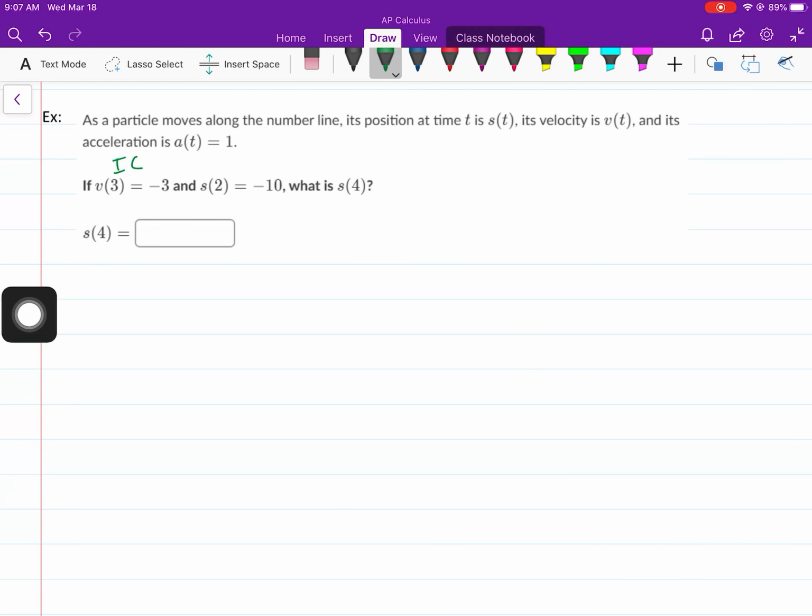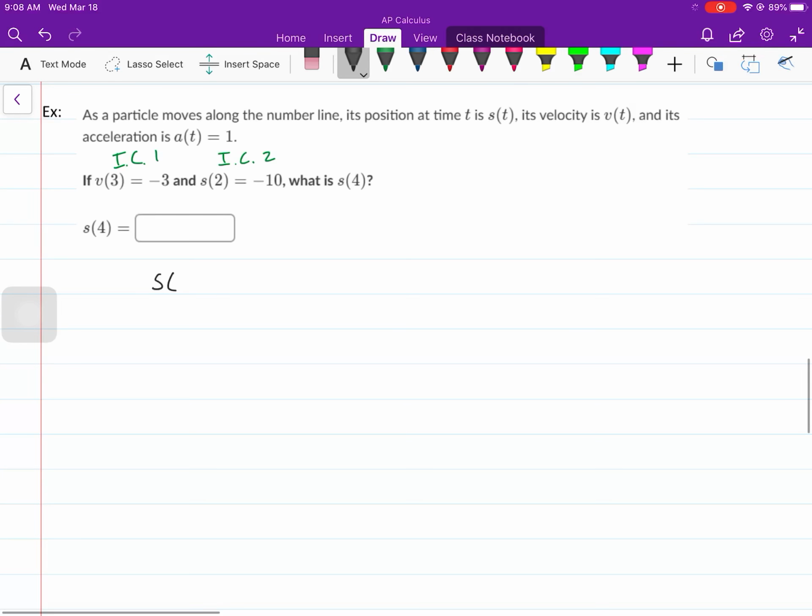Given us two different initial conditions, that v of 3 is negative 3. We'll call that initial condition 1, and then s of 2 is negative 10. That's initial condition number 2. And let me explain a little bit more.